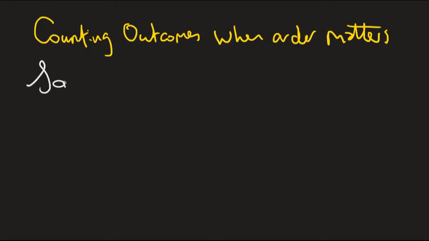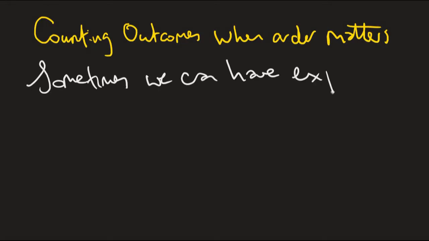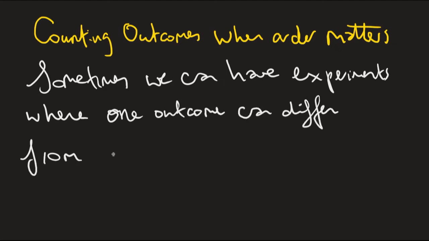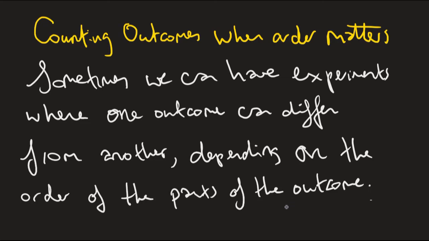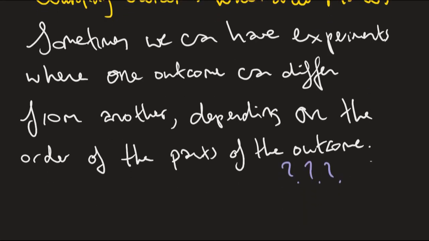All right, welcome back. So sometimes we can have experiments where one outcome can differ from another depending on the order of the different parts of the outcome. So what does this mean? Let's see an example.